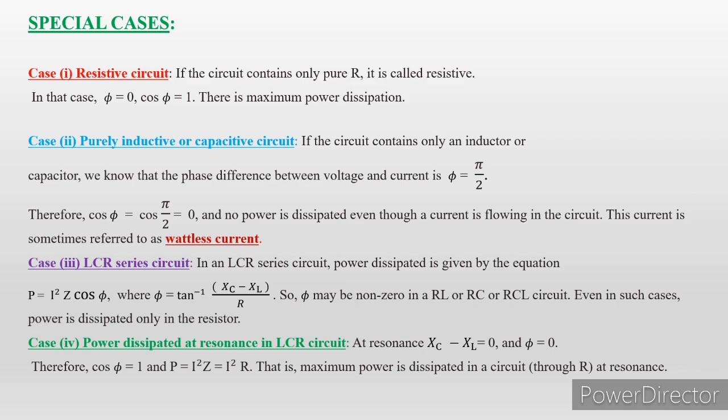Case 4: power dissipated at resonance in LCR circuit. At resonance, XL minus XC or XC minus XL is equal to 0. This is because XC is equal to XL, and hence phi is equal to 0. Therefore, cos phi is equal to 1 and P is equal to I square Z, which is also equal to I square into R. That is, maximum power is dissipated in a circuit through R at resonance.